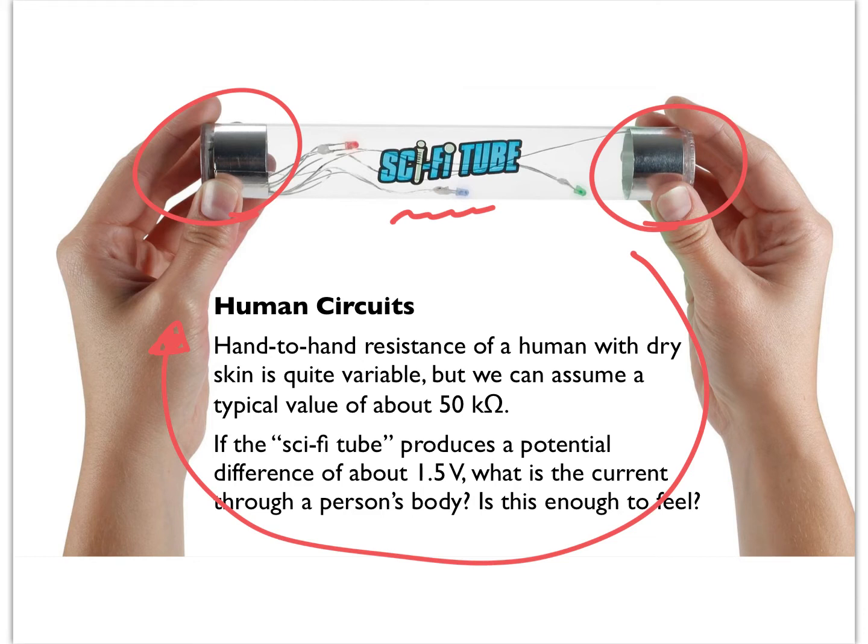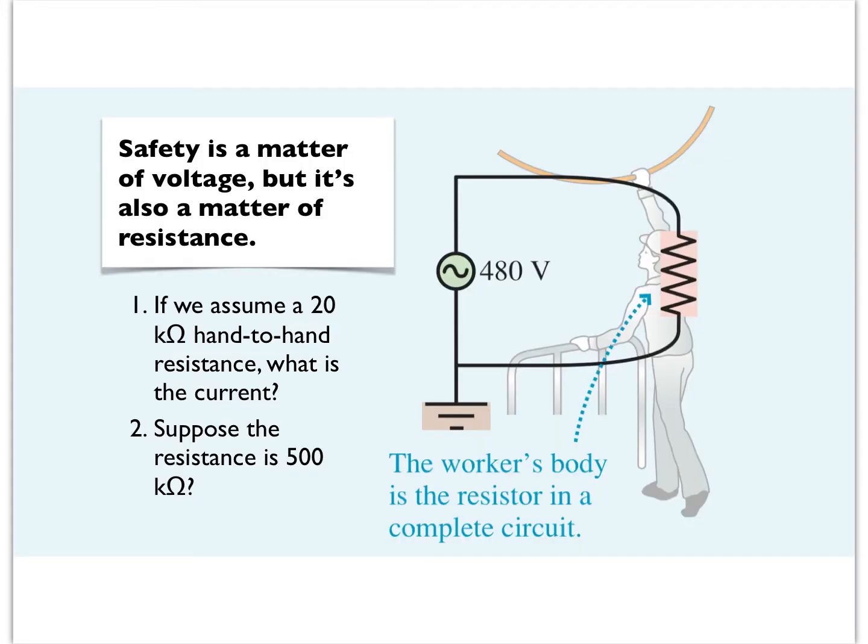Well, the potential difference between the different ends of the tube is equal to 1.5 volts. The hand-to-hand resistance, so the resistance from this point on a person's body to this point, a typical value is 50 kiloohms. And we can calculate how much current is going to be passed, and in fact, it's going to be so small, you're not even able to feel it. But if you have a bigger potential than 1.5 volts, it could be big enough to feel, and it could be big enough to actually be scary.